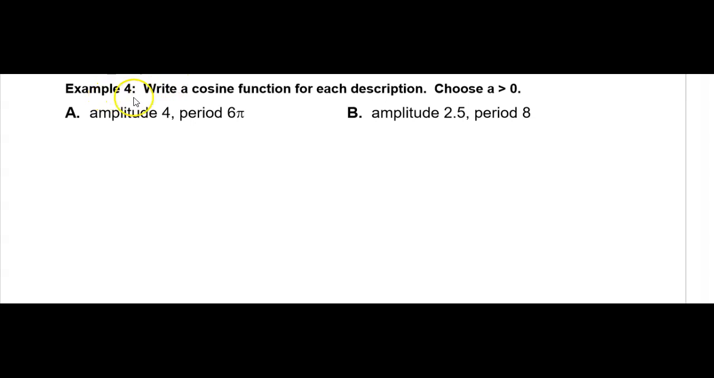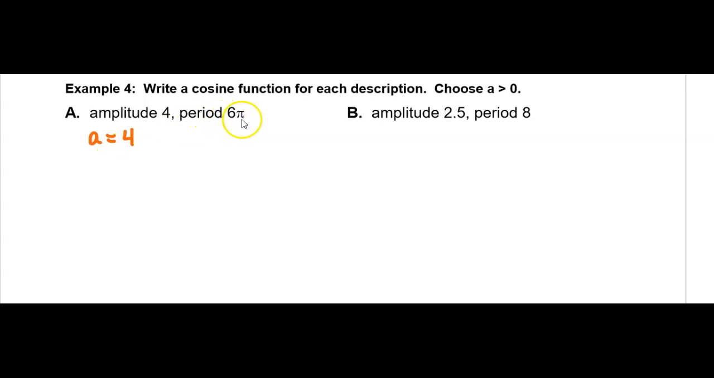Okay, so example 4 says, write a cosine function for each description. Choose A is greater than 0. So our amplitude is 4. So that is going to tell us that our A value is going to be 4. It could have been -4, but they said to choose the A value greater than 0. So we're going to go with A being 4.